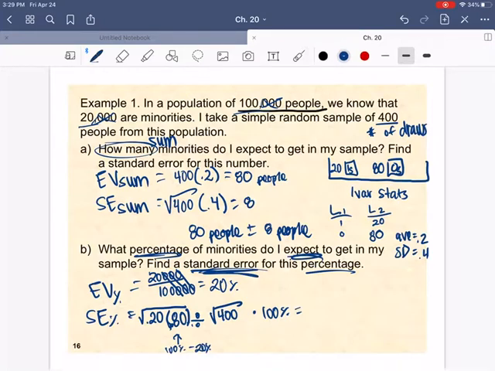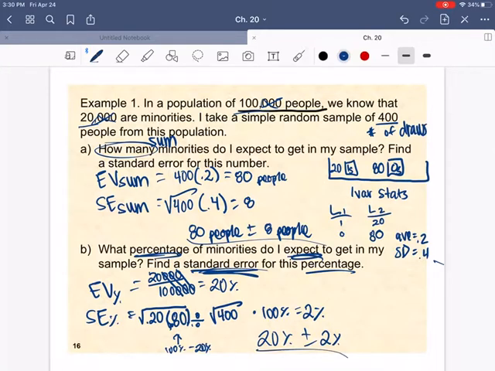Okay, it should be 2. Oh, I know what it is. I multiplied instead of divided. So 0.4 is 0.2 times 0.8 square rooted, but you'll notice that's what this number is too, divided by the square root of 400, times 100% gets us 2%. So this is saying 20%, give or take 2%.